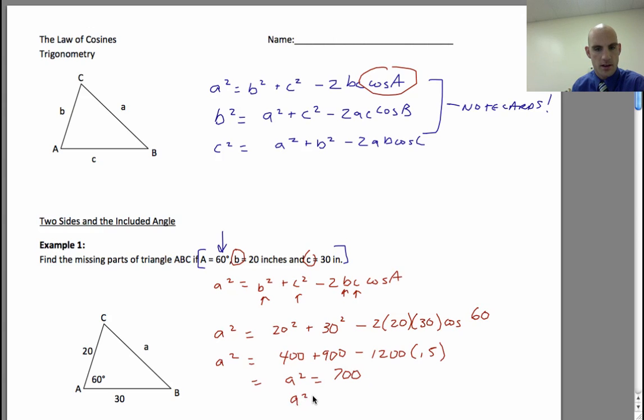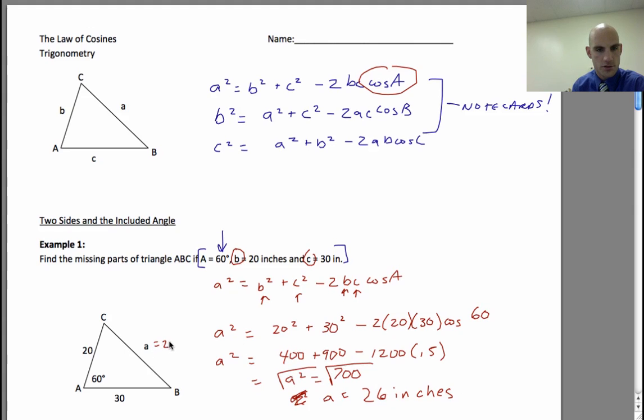So A is going to be equal to 26 inches. After we take the square root of both sides, we rounded it. So this is equal to 26 inches. Now, what else are we missing? Well, we're missing the other angles. We don't have C and we don't have B.